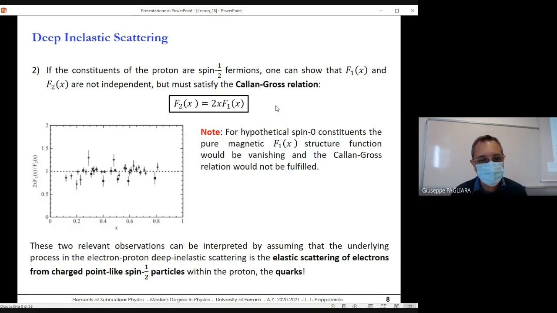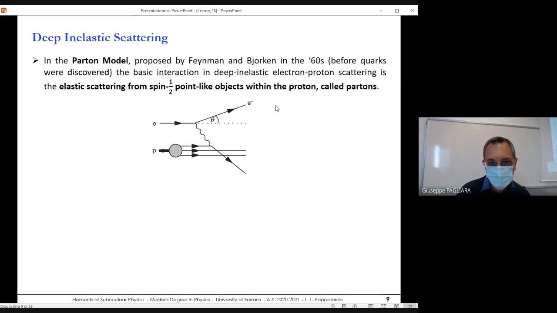So from deep inelastic scattering, we get a lot of information about these objects inside the proton. They have to be point-like. They have to carry a fractional charge. They have to be spin-1/2 fermions. Now, there is a very important model that was developed in the 60s by Feynman and also Bjorken, which allows us to interpret what is going on in deep inelastic scattering processes. This is the famous parton model. So let's now illustrate what this model is about.